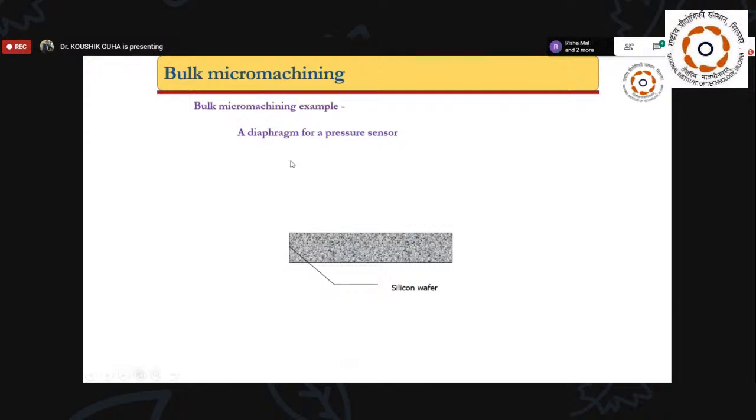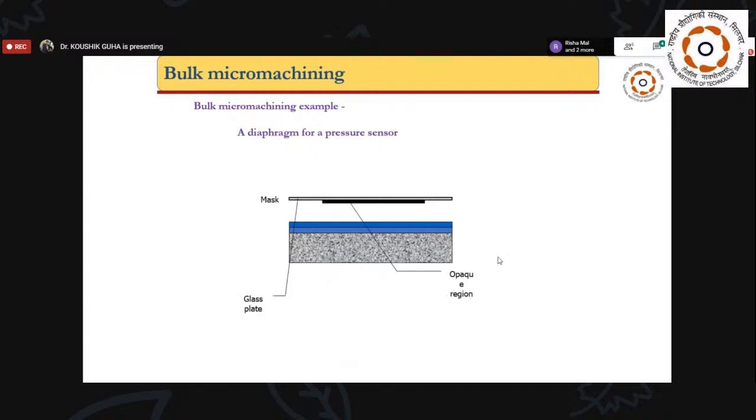For this step, suppose you want to make a diaphragm for a pressure sensor. Then we take the silicon wafer like that, and we deposit our silicon dioxide layer. After the deposition, we also deposit a photoresist layer for our photolithography. Then we align the mask and expose to the UV ray through this mask. This is our transparent region and this is the mask region. When the UV ray passes through, it will develop like that.